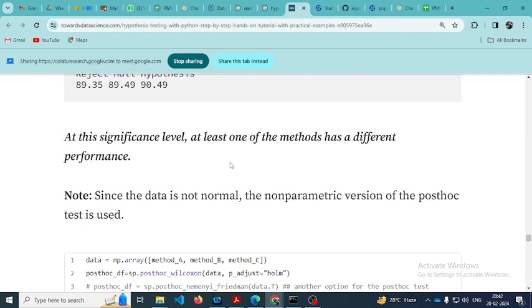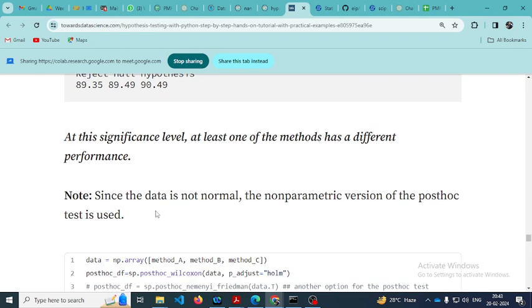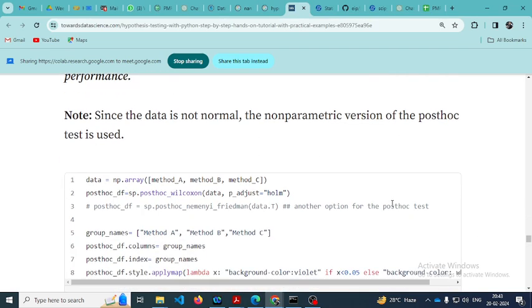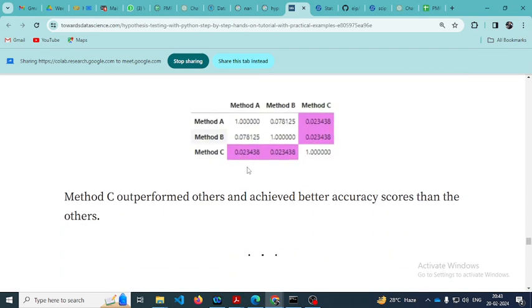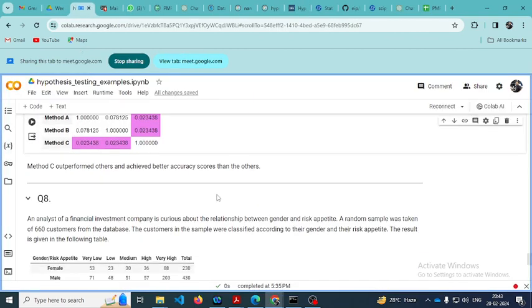We need to compare to see whether at least one of the methods has different performance or not, whenever there are different methods. Since the data is not normal and non-parametric, you can go for post hoc testing. This post hoc testing will compare groups and give different values for each group. Based on this, we can conclude that method C outperformed the others and achieved better accuracy scores. This is how we are able to conclude.